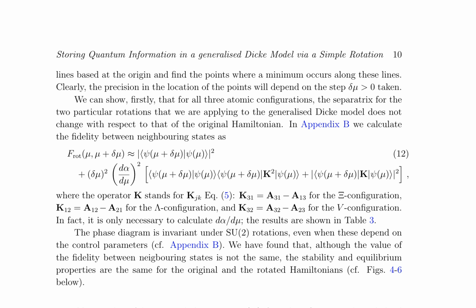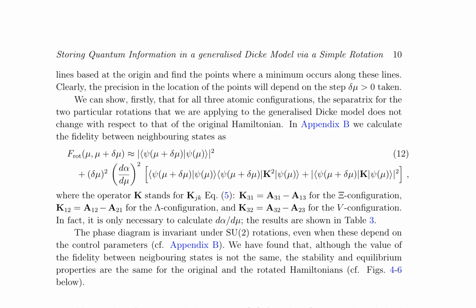The authors discuss the storage of quantum information in a generalized Dicke model via simple rotations. They calculate the fidelity between neighboring states, micro and micro plus delta micro, along lines based at the origin, considering the step size delta micro greater than 0. The fidelity is approximated using equation 12, involving the operator k, defined differently for the Xi, Lambda, and V configurations. The results of the calculation of d alpha over d micro, necessary for equation 12, are presented in Table 3, showing derivatives for each configuration when one coupling strength is fixed while the other varies.